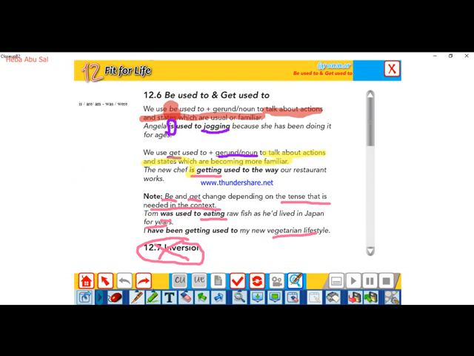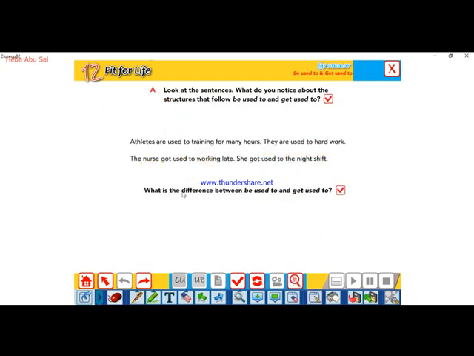Now please go back to your student book. Let's go back to our student book. Which page is it? It's on page 154. Now question A says, look at the sentences. What do you notice about the structures that follow be used to and get used to?